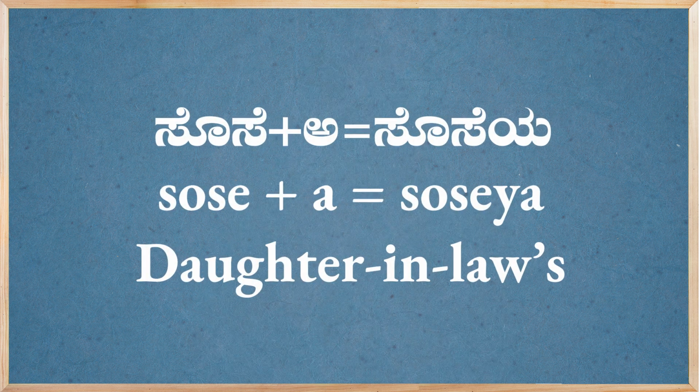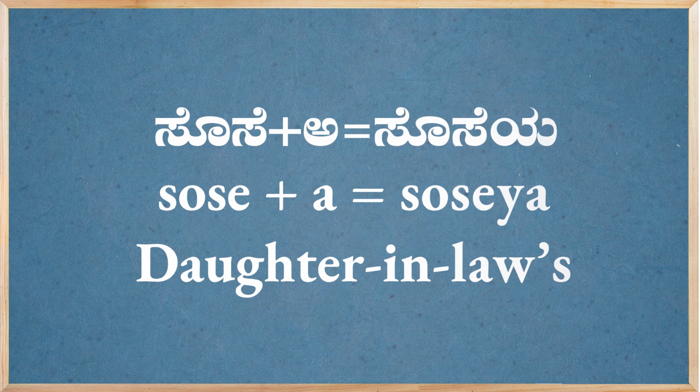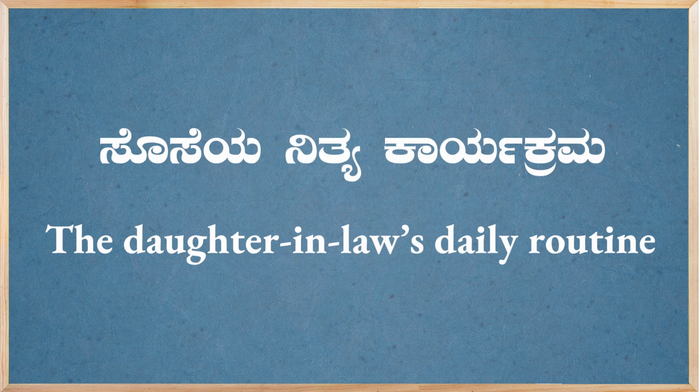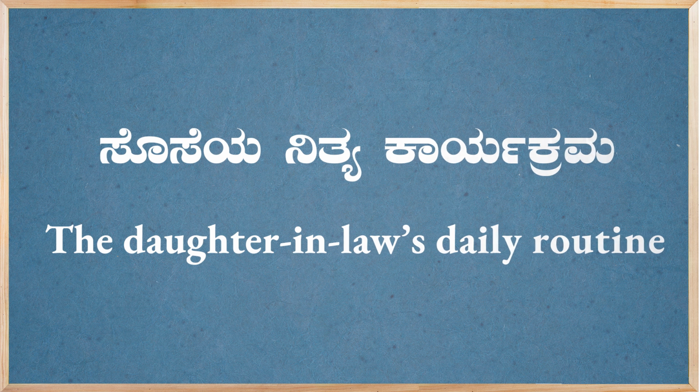Adding a to other nouns. Now, let's practice adding the possessive marker a to more nouns ending in e or a sound. Observe how the change happens in each case. Sose plus a becomes Soseya. Soseya, which means daughter-in-law's. Soseya Nitya Karyakrama, the daughter-in-law's daily routine.